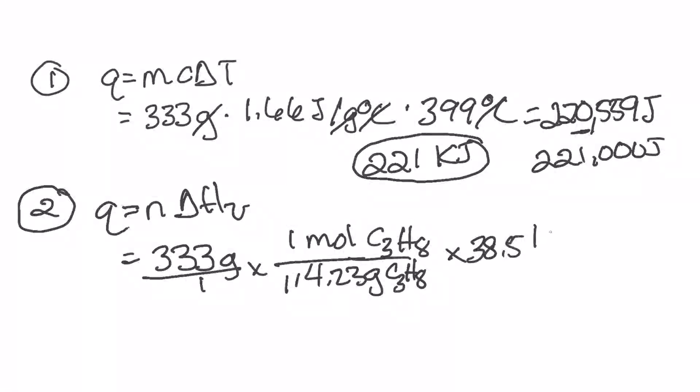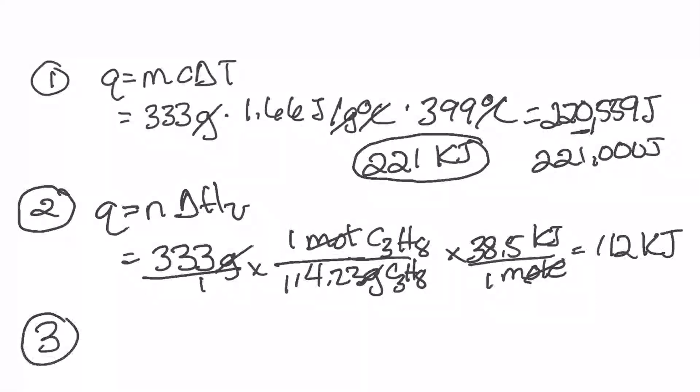38.5 kilojoules per mole. And now once again, I'm going to check my units. Grams cancel, moles cancel, and this time I have kilojoules. And I plug it into my calculator and I round it and I get 112 kilojoules with 3 sig figs. And then step 3, back again to cooling, Q equals mc delta T, and this time it's a liquid.